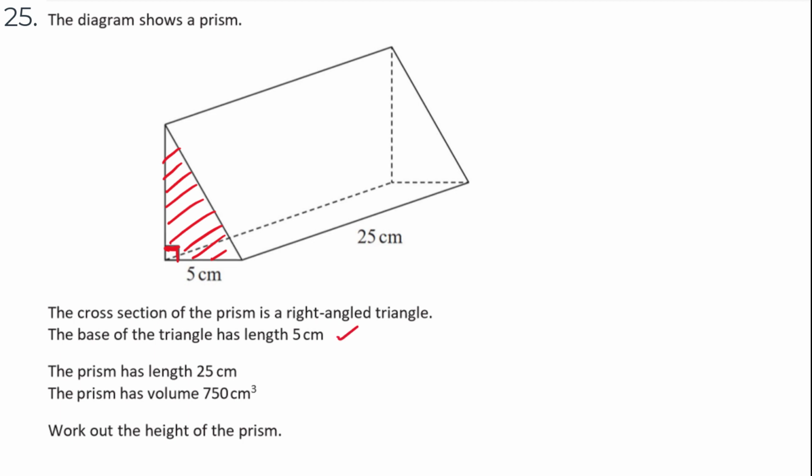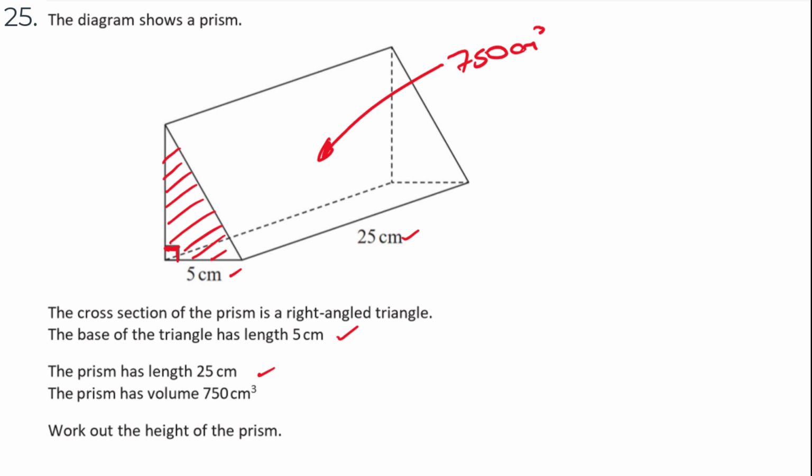The prism has a length of 25 centimeters. That's been marked there. And the base of the triangle is 5. That's on there. The volume of the prism is 750 cubic centimeters. That's not marked on there. Let's add it to our diagram. So this has got 750 cubic centimeters. I like to have everything on the diagram so I can see it all together. Work out the height of the prism.